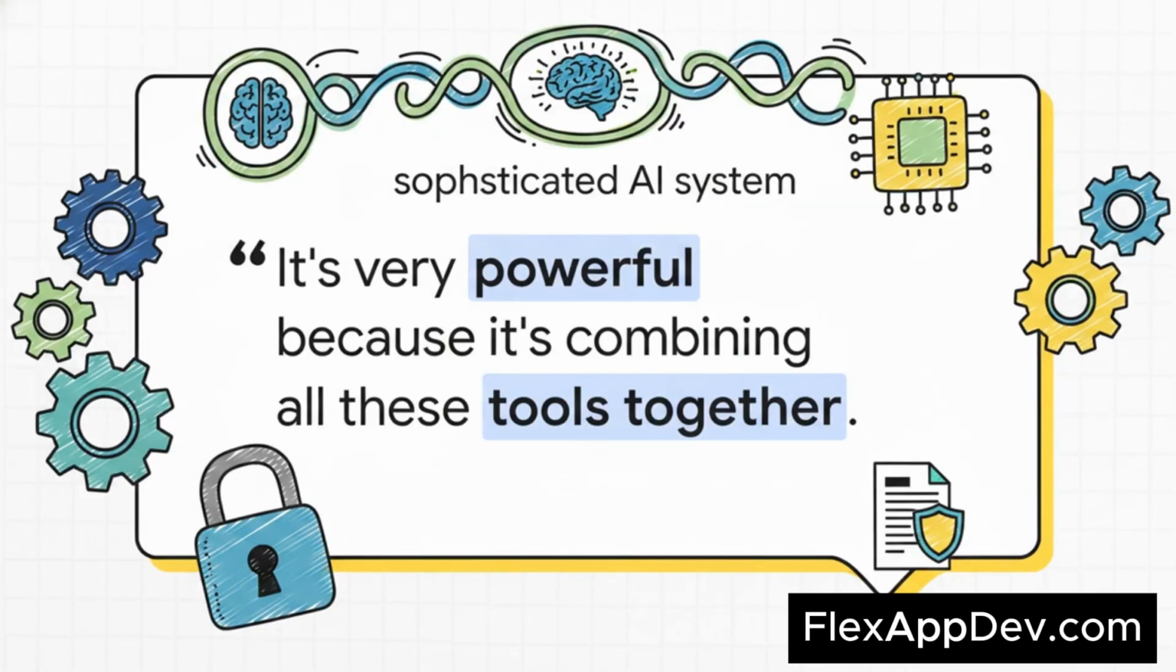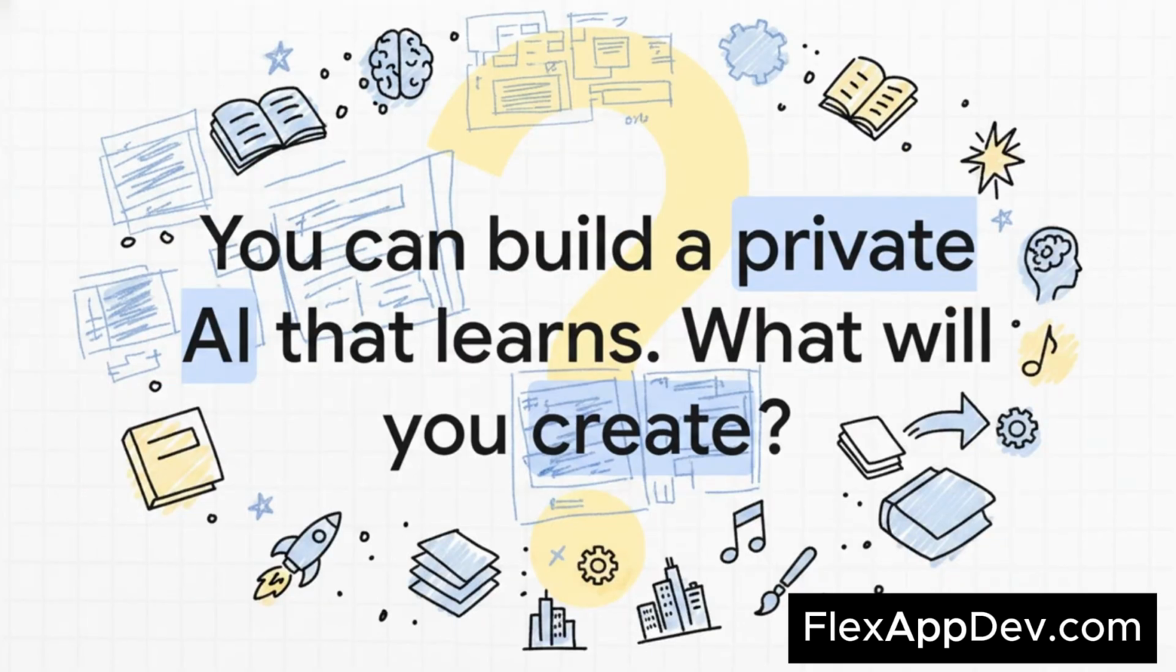And this really gets to the heart of it. As the source material says so well, this whole setup is so powerful precisely because it combines all these amazing, best-in-class free and open source tools together. You're getting the power of a super sophisticated AI system, but with 100% of the control and privacy in your hands. So that really just leaves us with one final thought. Now that you have the blueprint to build a personal AI that can learn from literally any document you give it, what are you going to create? The possibilities are absolutely endless.